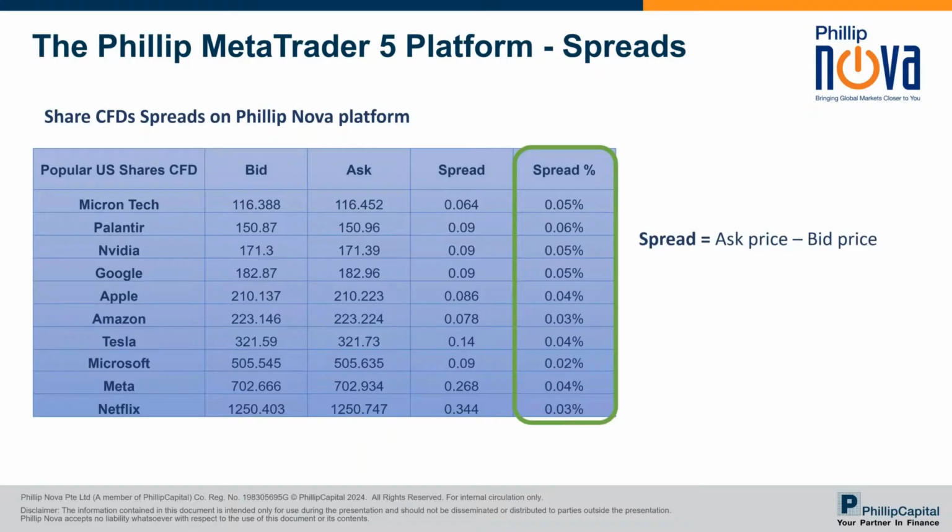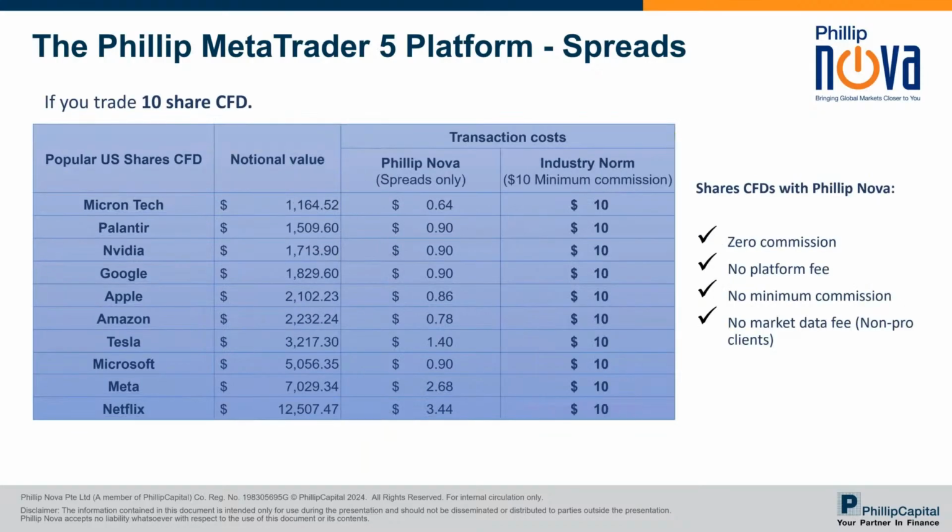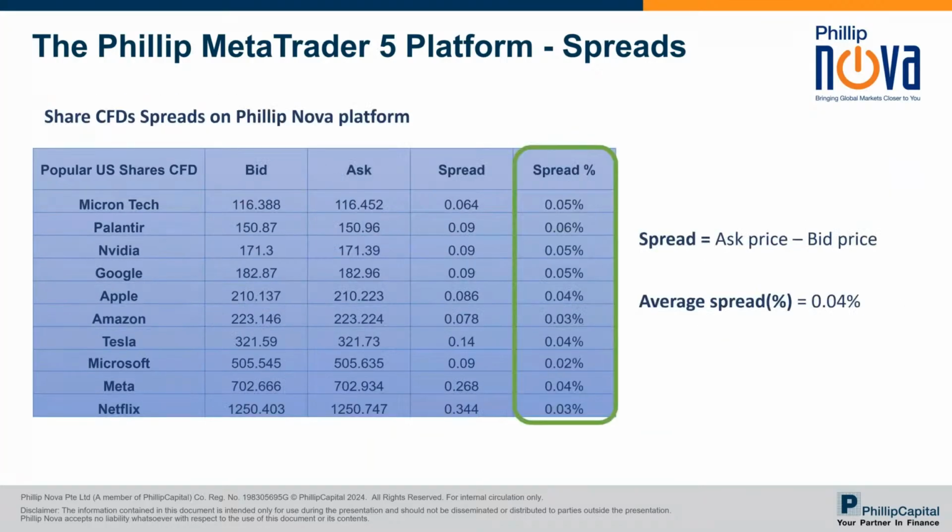Okay, then at this time you may be wondering, if you're charging zero commission, then your spreads must be very wide. Okay, but here I've outlined the numbers for you. Despite us not charging market data fee, not charging commission, no minimum fee on your share CFD, the spread is very, very tight. Okay, so our average spread per trade is about 0.04%.